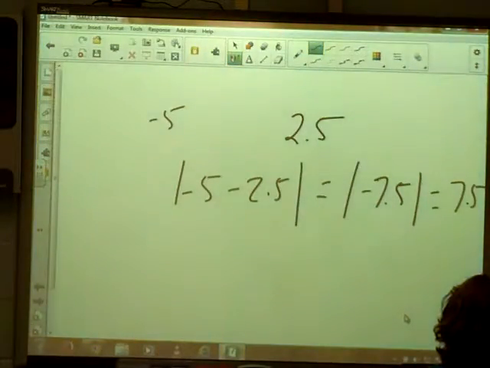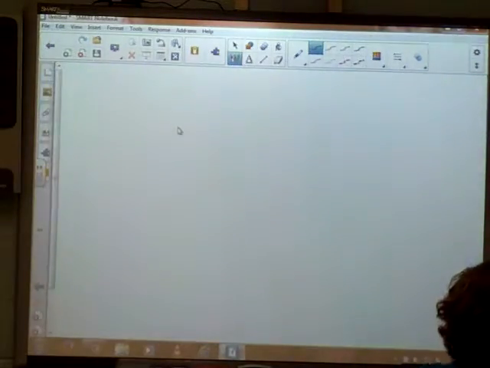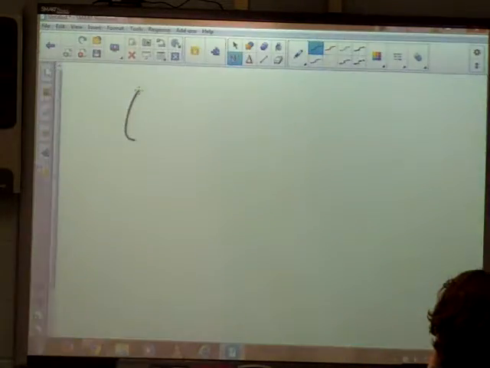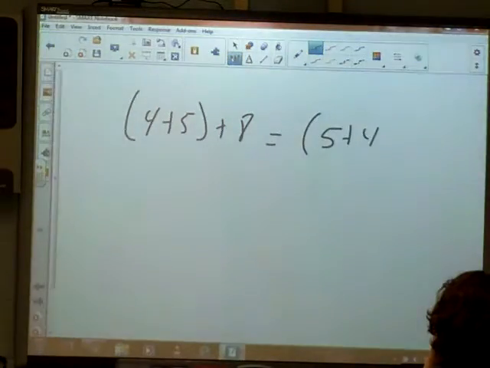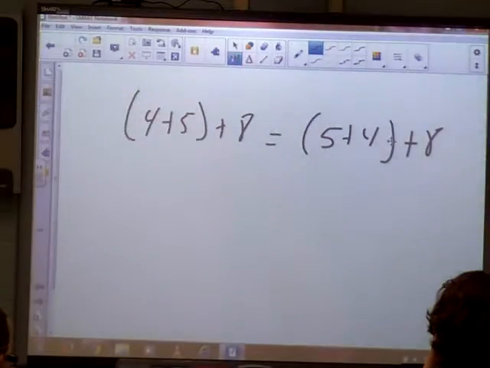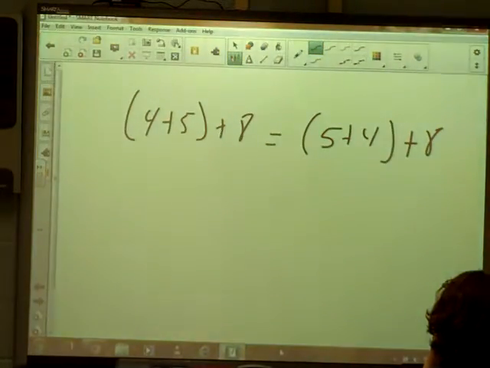17. Is it distributed? No. Which property justifies this statement? I've got in parentheses 4 plus 5 plus 8, and then that equals 5 plus 4 plus 8. So we've got to look from the left to the right side of the equal sign. What's different? Switch 4 and 5.